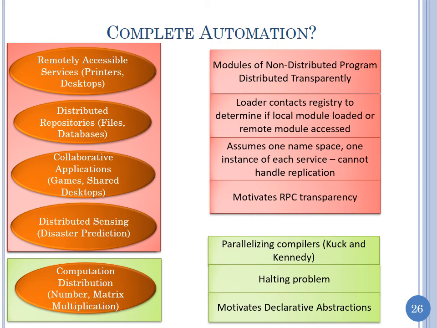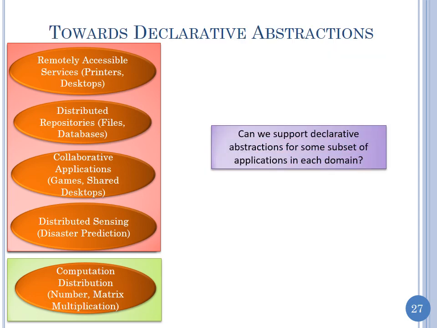But what we can do is say, well, we've seen some abstractions. They are Java abstractions, and Java is an imperative language for doing concurrency. Let's create declarative abstractions that are closer to the domain that you are targeting. That brings up the question: can we support declarative abstraction for some subset of applications in each domain?